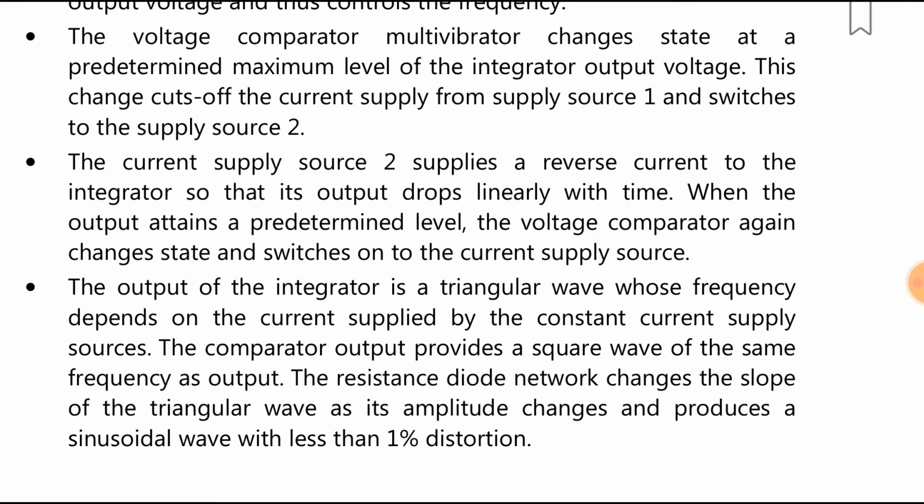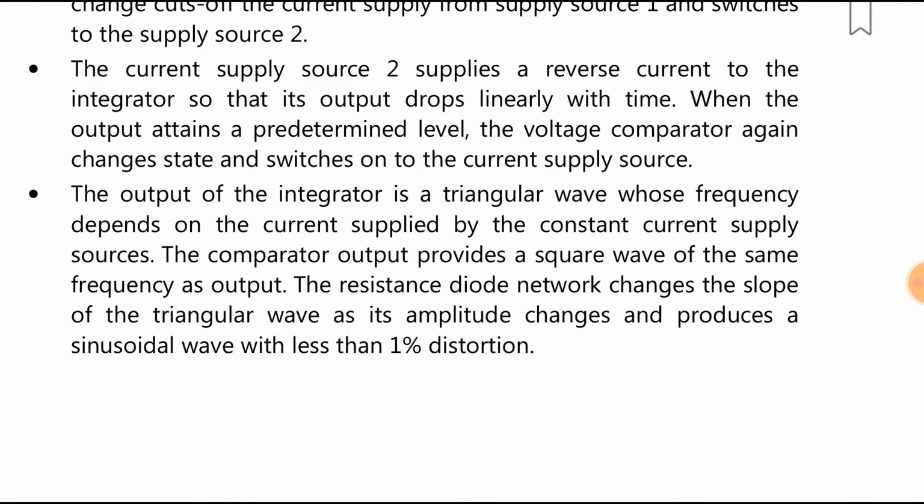The voltage comparator multivibrator changes the state at a predetermined maximum level of the integrator output voltage. So this change cuts off the current supply from supply source 1 and switches to the supply source 2. The current supply source 2 supplies a reverse current to the integrator so that its output drops linearly with time.